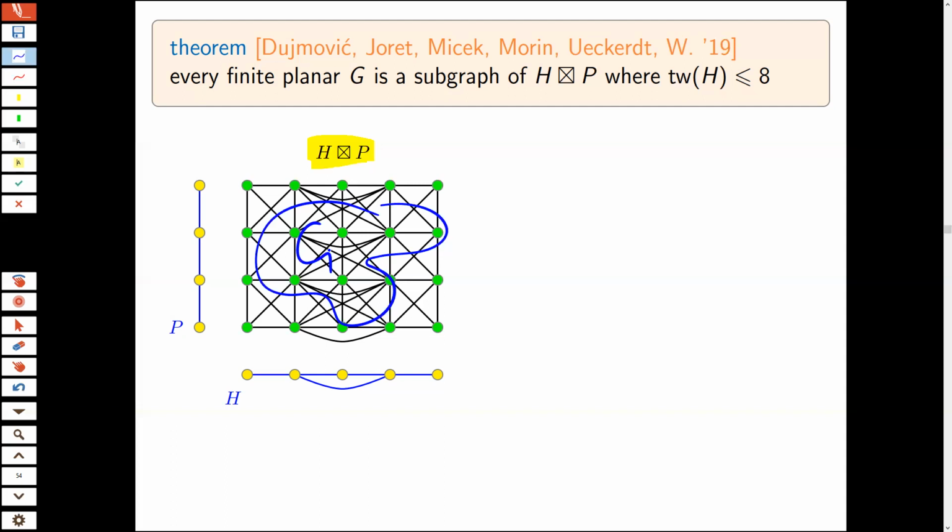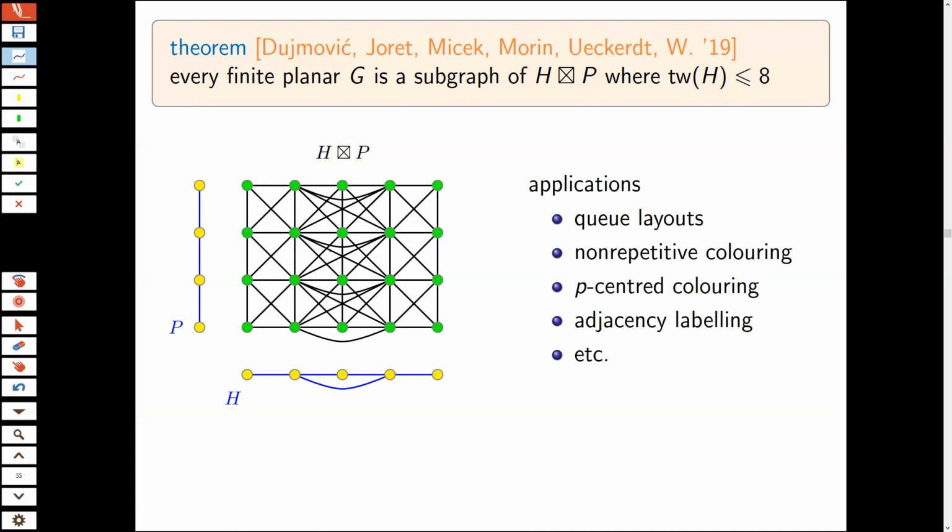This is a surprising and very useful theorem. It's had a lot of applications, and just in a couple of years, it's been used to solve a number of outstanding open problems regarding queue layouts, non-repetitive colorings, p-centered colorings, adjacency labelings, and others. And there are other papers that will be appearing soon with more applications of this theorem.